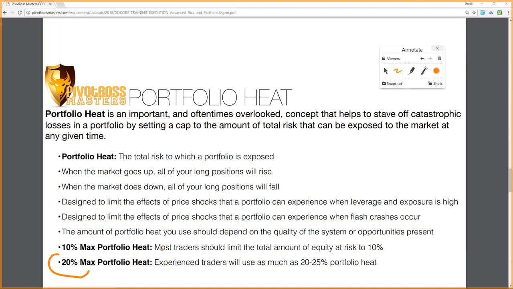You'll see right here, 20% max portfolio heat. Experienced traders will use this, right? Super experienced traders will use as much as 20 to 25% max portfolio heat. You'll see super aggressive traders will do that. Some may even do more. But experienced traders, I would even say great traders, will do this, and there's no problems at all, because they understand when to flow in and out of that. And anytime you start getting too high in terms of max heat, it's a good time to start reducing exposure.